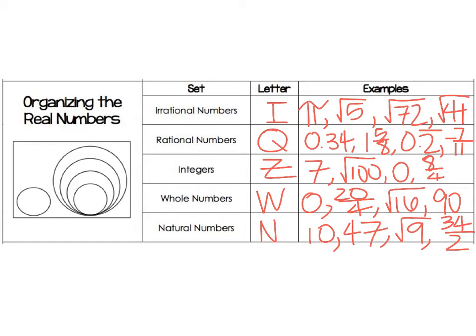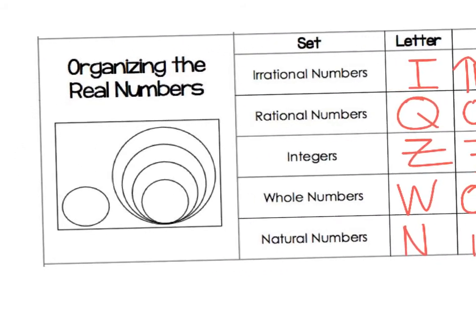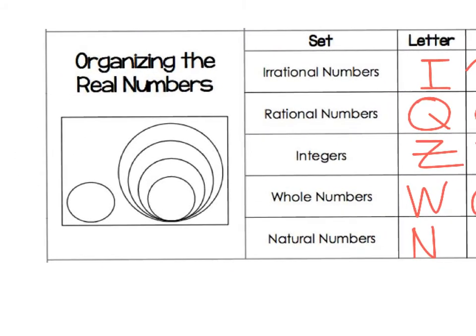Alright, now we can use this fancy little handy-dandy Venn diagram here to help us organize all of our real numbers and the real number system. So, first of all, we know that all of these are real numbers. So we can put an R on the outside because everything in this rectangle is a real number. Now we've got two different kinds of real numbers. We've got irrational numbers and rational numbers.